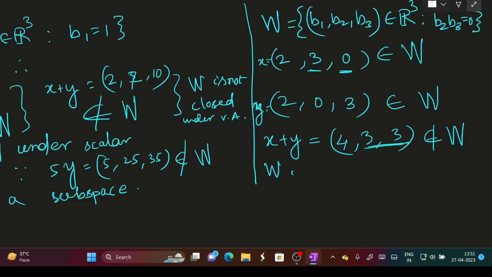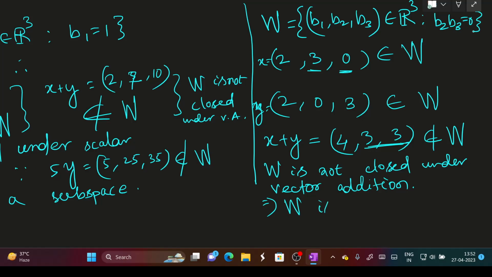That implies W is not closed under vector addition. So if it is not closed under vector addition, can it be a subspace? Which implies W is not a subspace of R^3. So with this, today we will conclude.